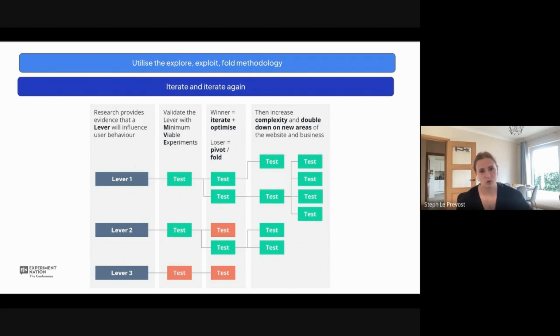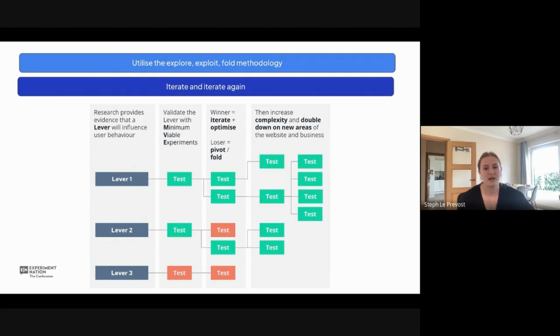Once you've validated one of those themes, then you can iterate on that theme and start to optimize further through that theme. When you find a few more winners, you can really double down on that theme. And that's where the exploit methodology comes in. So you're basically just wringing it for all it's worth. You might be putting it on different areas of the website. You might be expanding it. You might be just pushing that concept further and further and further. Whereas when you come to explore, you're just doing a few things here, a few things there within the theme, and you're seeing what results you get.